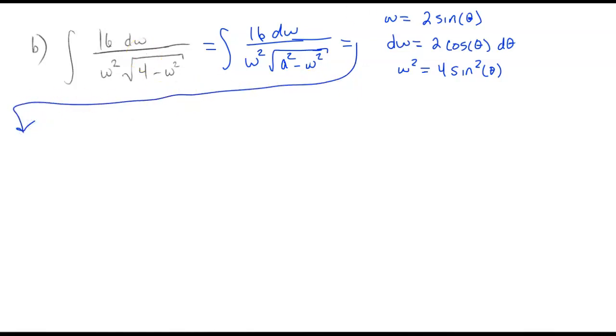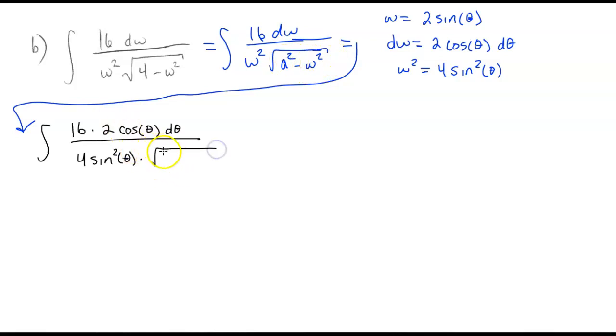And I'm going to switch colors here to show that we're actually starting that process. So this will be integral of 16, and in place of dw, we're going to have 2 times cosine theta d theta. We're going to divide that by w squared, which is just 4 times sine squared theta. And then multiply that times the square root of a squared minus w squared.